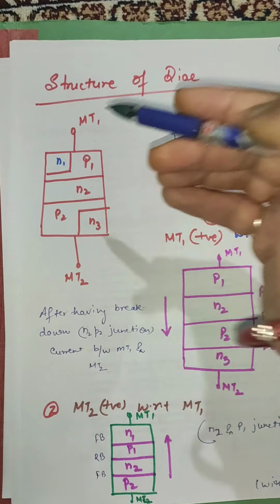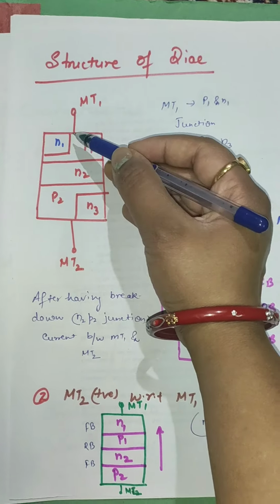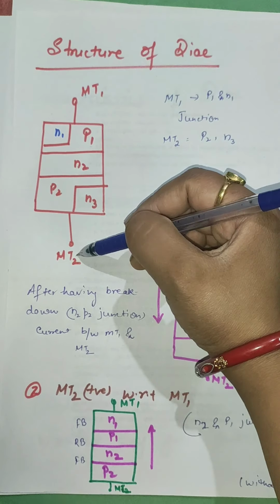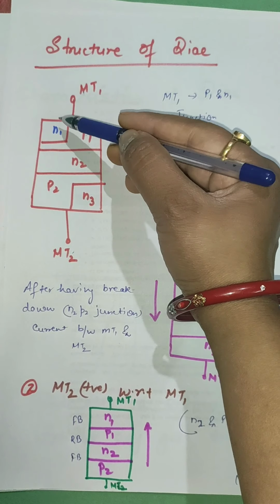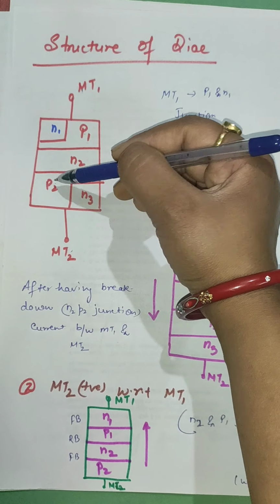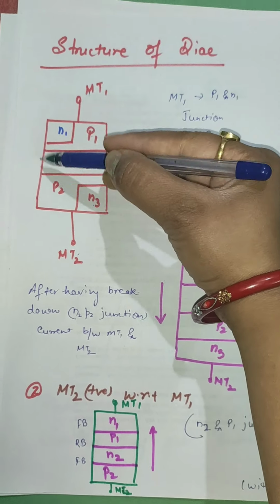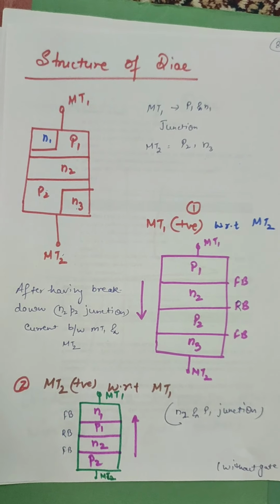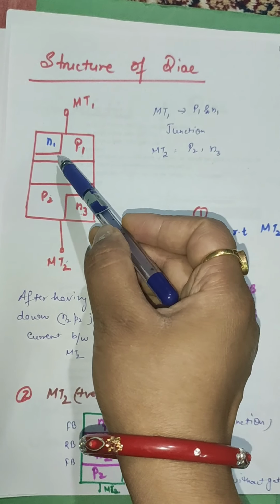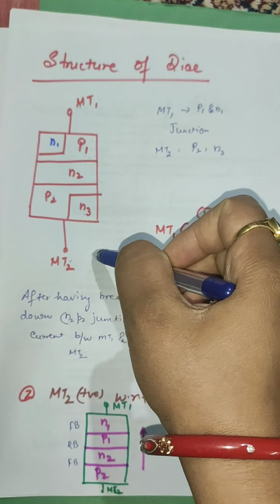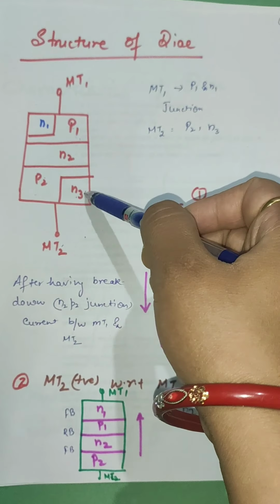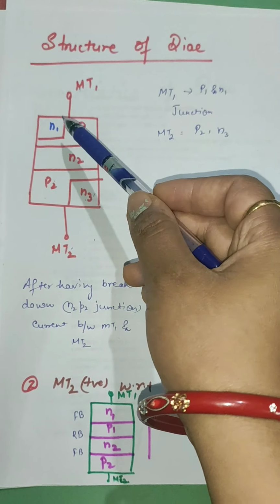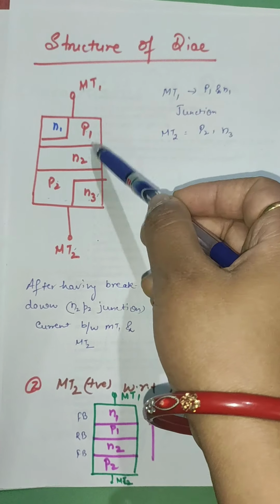This is the structure of Diac. MT1 and MT2 are there. So P1, N1, P2, N2 and N3. This is basically the structure of Diac. MT1 is made by P1 and N1, and MT2, terminal 2, is made by P2 and N3. So there are three junctions.